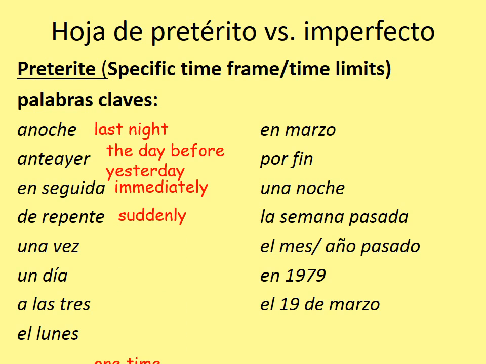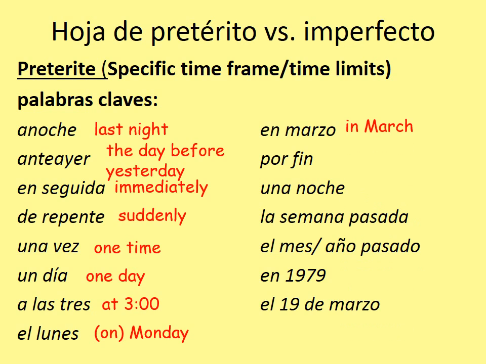De repente, una vez, un día, a las 3, and I'd like it to be known that obviously a las 3 is at 3 o'clock. This could also be used for any other time, a las 5, a las 8, a las 11. Same is true for el lunes, el martes, el sábado, because we know exactly when it happened. En marzo, otra vez, en diciembre, en enero. Por fin, mis amigos llegaron. Una noche yo vi un fantasma.